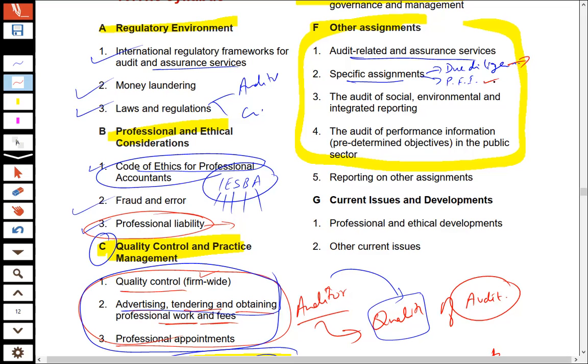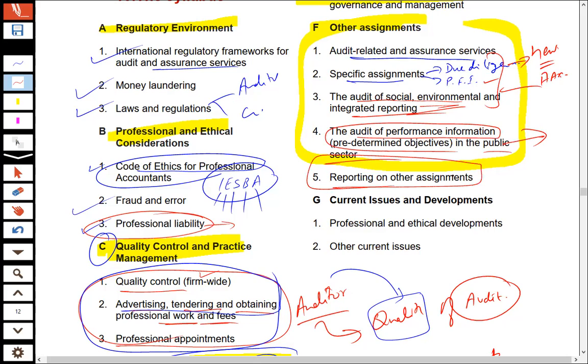Prospective financial information is something else. Audit of historical financial information is also something else. Social and environmental audits, and there are a lot of other assignments. Now, the audit of performance information predetermined in the public sector is also a new area, I should say a new area at AAA level, and reporting on other assignments.